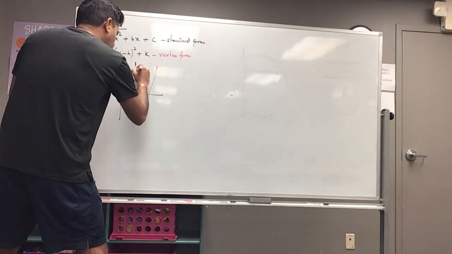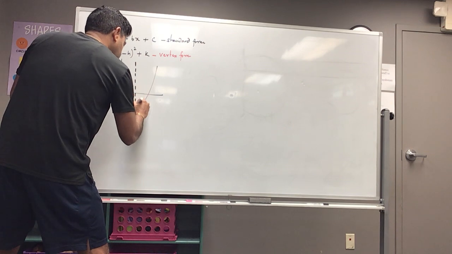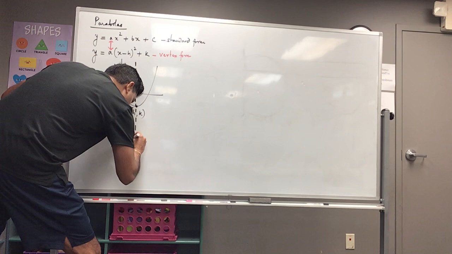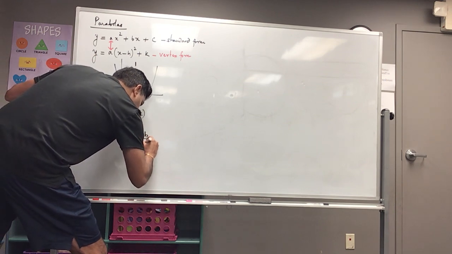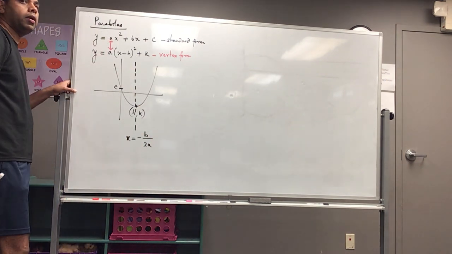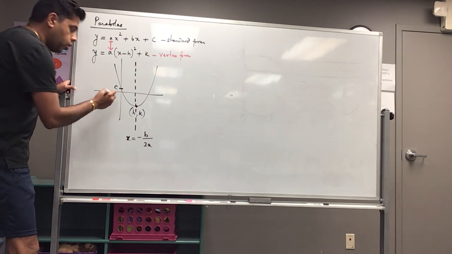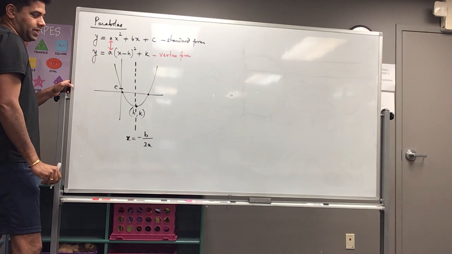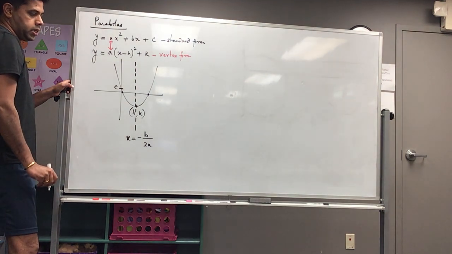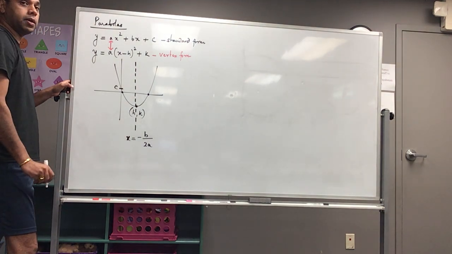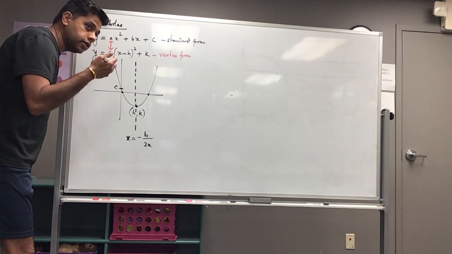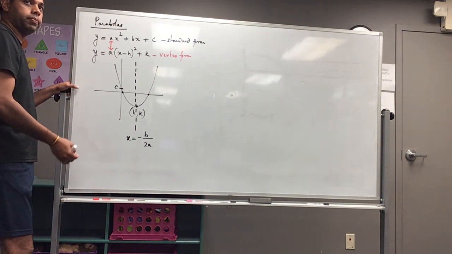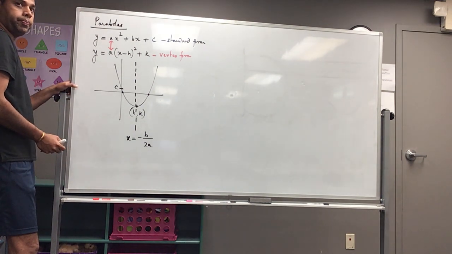What is this line called? Axis of symmetry. Axis of symmetry. X is equal to minus b divided by 2a. Make sense? What are these? X-intercepts are also called the zeros of the equation, also called the solutions and so forth. Guys with me? Okay.